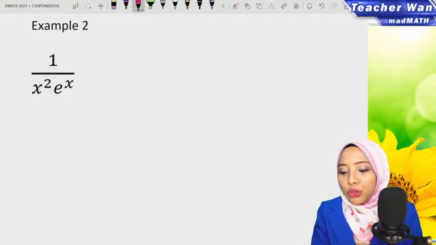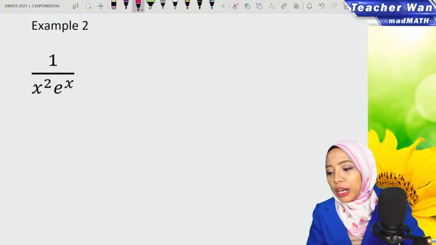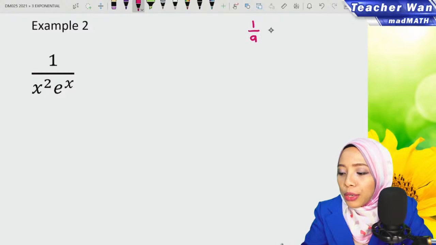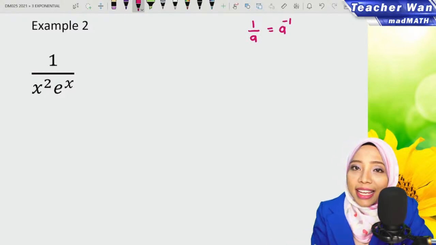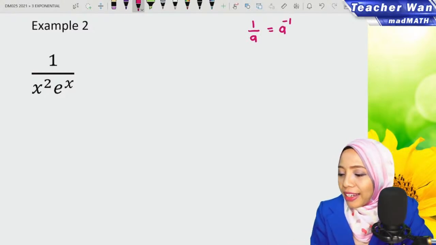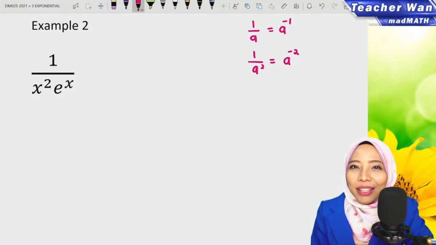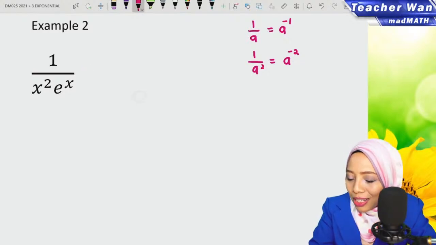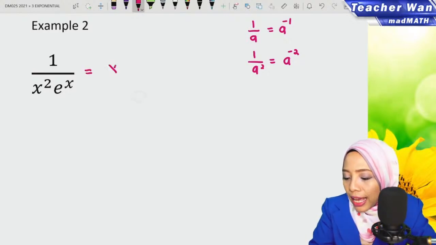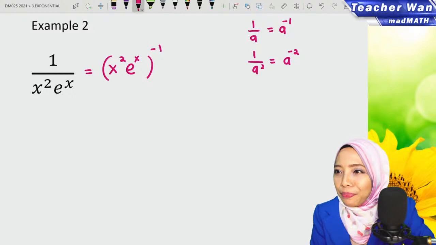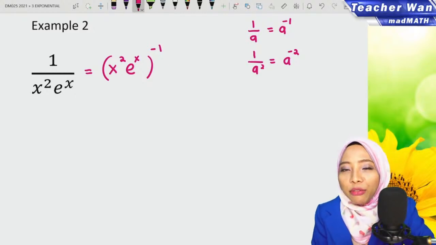I would recommend you, whatever function that you have as a reciprocal function, for example 1 over a, you can always write it as a to the power of negative 1. For example, you have 1 over a to the power of 2. This is also equivalent to a to the power of negative 2. Same goes to this. This can be written as x squared e to the power of negative x. Yes, it consists of 2 functions.